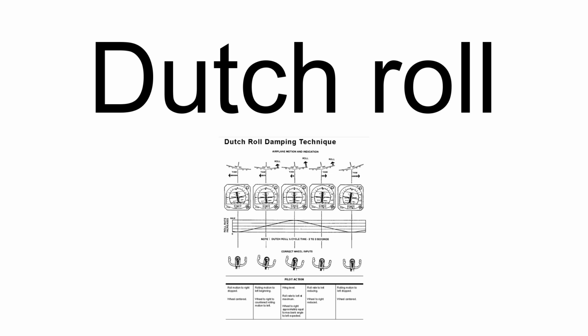Dutch roll is a type of aircraft motion, consisting of an out-of-phase combination of tail wagging (yaw) and rocking from side to side (roll). This yaw-roll coupling is one of the basic flight dynamic modes. Others include phugoid, short period, and spiral divergence.